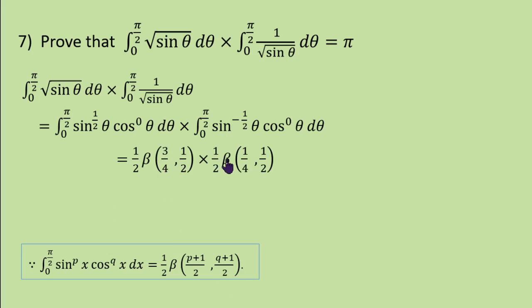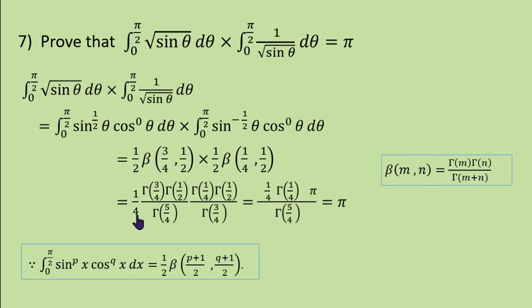And this one, half beta, p is minus half. Minus half plus 1 is half. Half by 2 is 1 by 4. And 0 plus 1 by 2, that is 1 by 2. And beta m n is gamma m gamma n by gamma m plus n. So using this formula, that is 1 by 4 gamma 3 by 4 gamma 1 by 2 divided by gamma 3 by 4 plus 1 by 2. So that is gamma 5 by 4. And one more is gamma 1 by 4, gamma 1 by 2 divided by gamma 1 by 4 plus 1 by 2 is 3 by 4. So this 1 by 2, 1 by 2 is 1 by 4, that is taken outside.